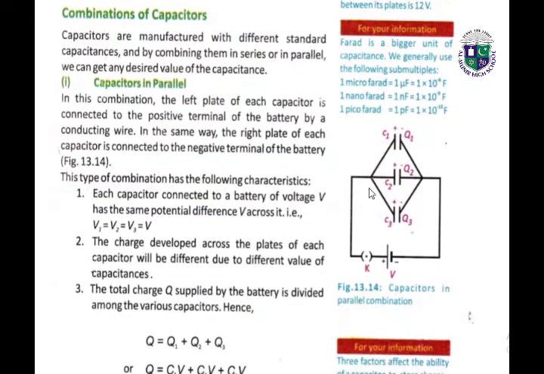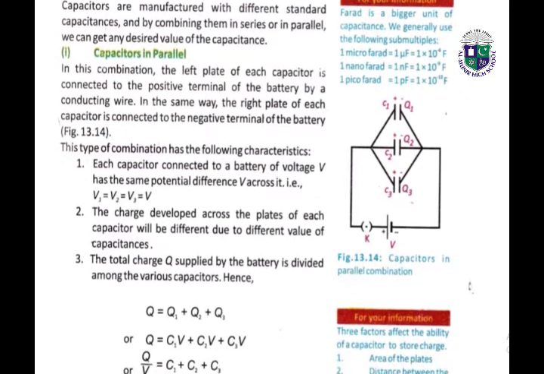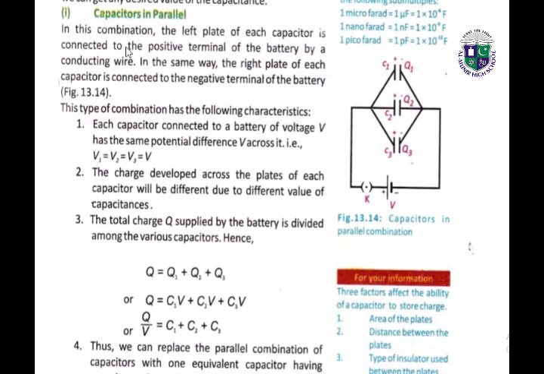Next, we have combinations of capacitors. Capacitors are manufactured with different standard capacitances, and by joining them in series or in parallel, we can get any desired value of the capacitance. First of all, we will look at the capacitors which are connected in a parallel series.